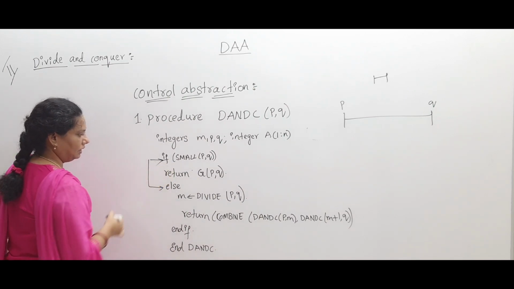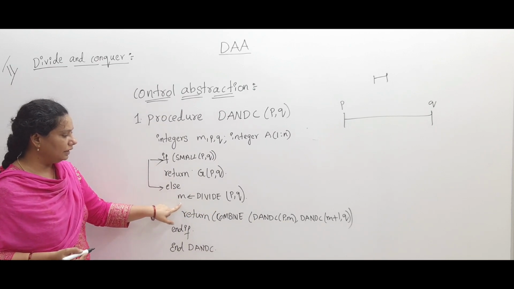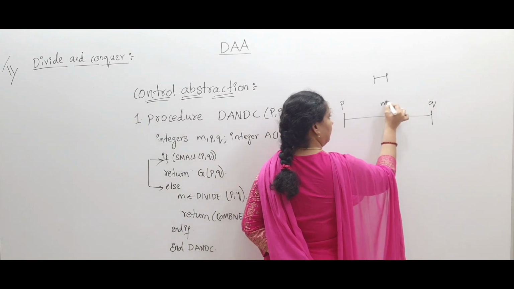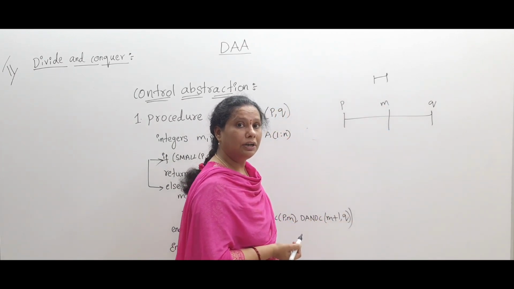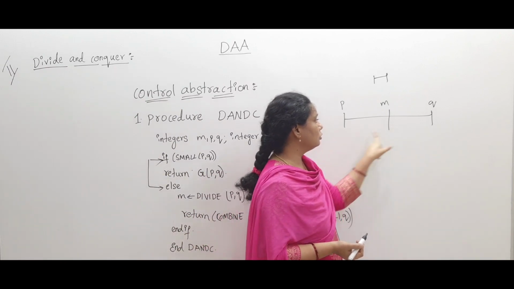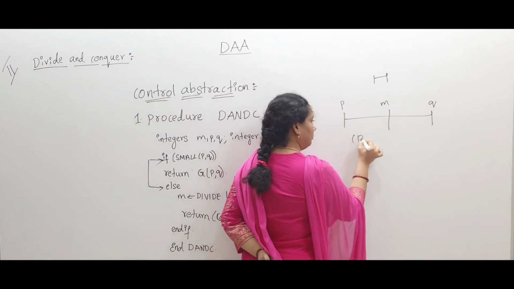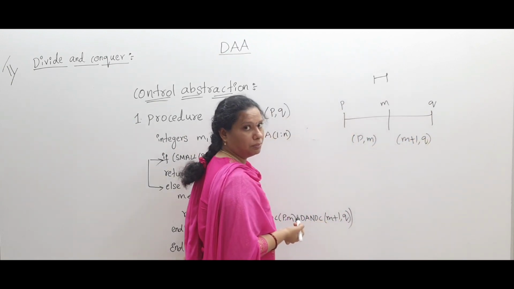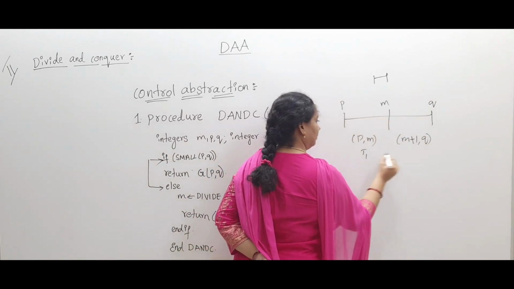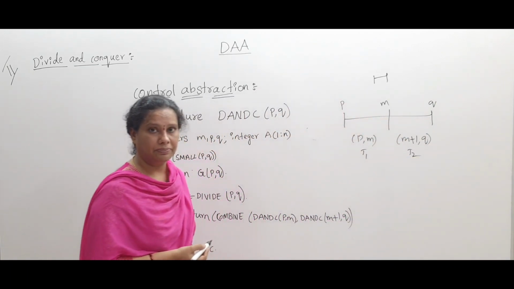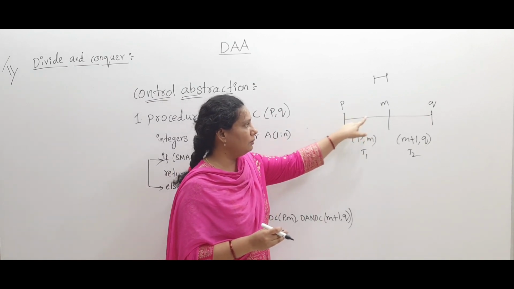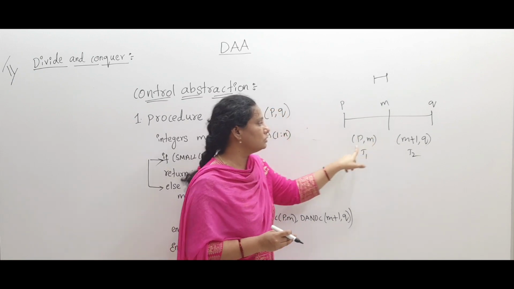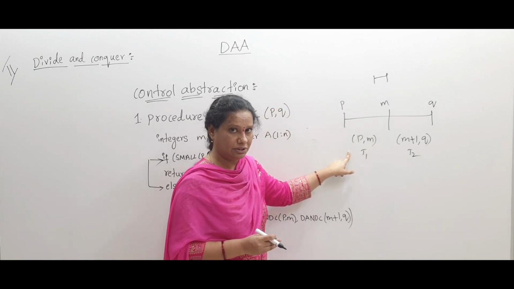If you have a large number of elements, what do you do here? You divide it at the location m. Say for example, I have selected the middle term and I call it m. Now you are dividing P comma Q into 2 groups. What are the groups here? P comma m is one group, m plus 1 comma Q is the other group. The task is divided into task 1 and task 2, 2 tasks. Now you are going to solve the problem here itself. And finally, what you have to do? You have to combine these 2 subtasks. Then only you are going to get the solution here.